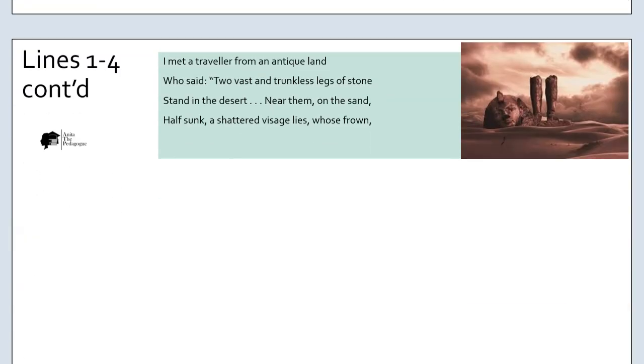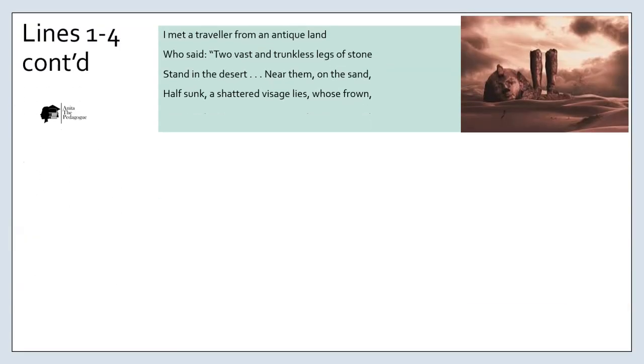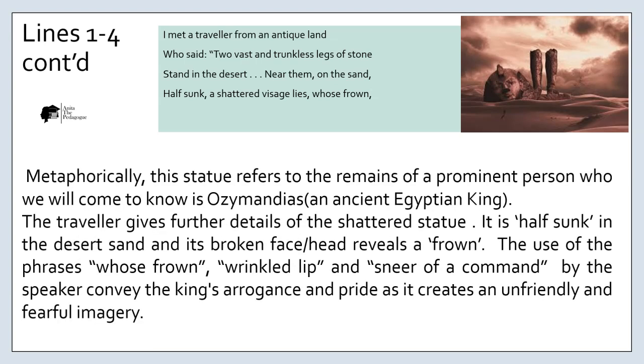Let's move on to lines, a continuation. Metaphorically, this statue refers to the remains of a prominent person who we will come to know is Ozymandias, an ancient Egyptian king. The traveler gives further details of the shattered statue. It is half sunk in the desert sand, and its broken face or head reveals a frown.